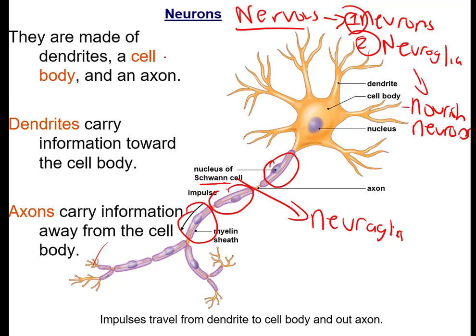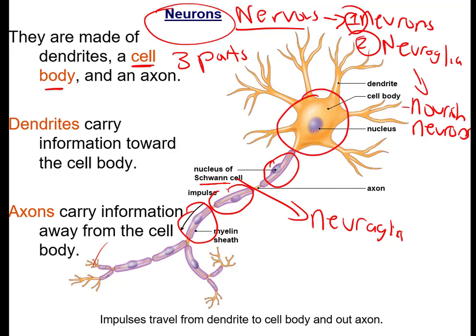Now neurons, they have 3 parts. There's 3 parts to a neuron. The first part is the cell body, which is this part right here. The cell body is where you find the nucleus. So the nucleus is in the cell body. That's the first part of a neuron, the cell body.